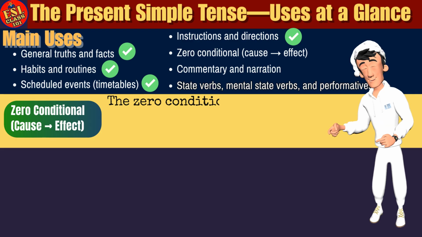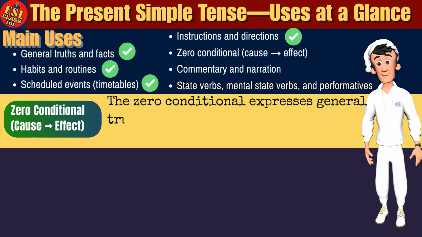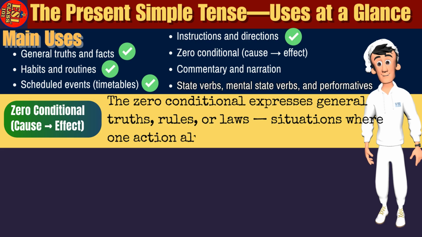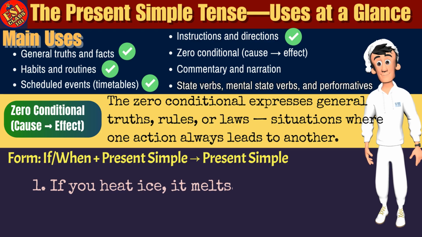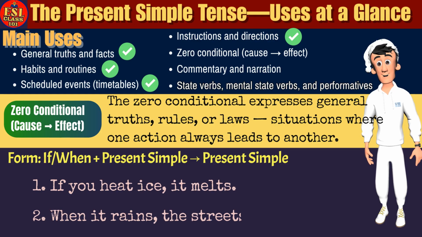The zero conditional expresses general truths, rules, or laws, situations where one action always leads to another. Form: if, when, plus present simple, to present simple. Examples: If you heat ice, it melts. When it rains, the streets get slippery.